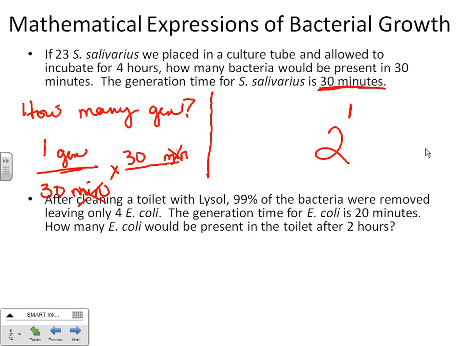Because I didn't start with just 1 bacteria, right? How many did I start with? 23. So my answer is 23 times 2 to the first power. Yeah, you could calculate that out if you want to. It'd be 23 times 2, which is 46. But you don't have to. As long as you can get to there, that's good enough. Because it's not always going to be a 1 up there. It's going to get harder.